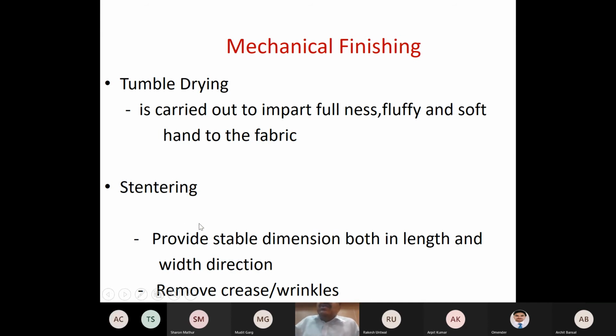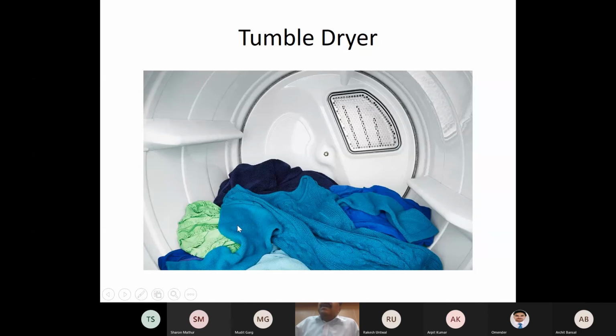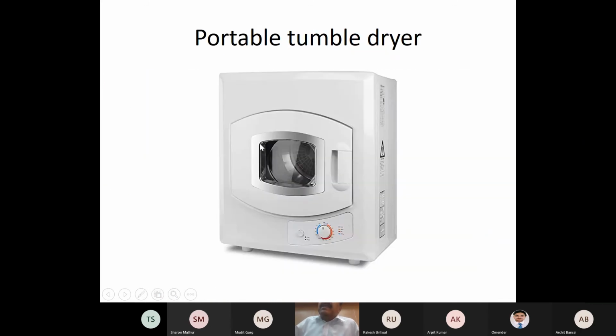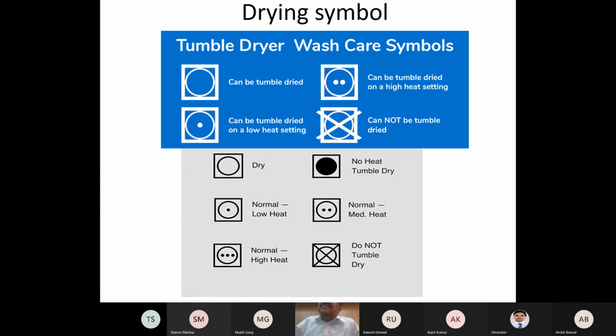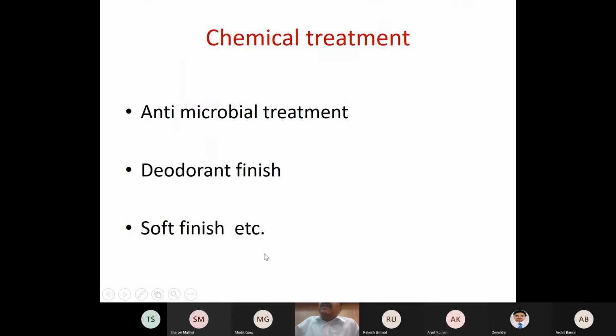Stentering is carried out to set the fabric, that is to eliminate any further shrinkage, and it also helps to remove creases and wrinkles from the fabric. So this is how the tumble drying takes place. After the towel is woven, when it goes for packing, you can have these kinds of marks, that is drying symbols, depending on what kind of towel you are using.